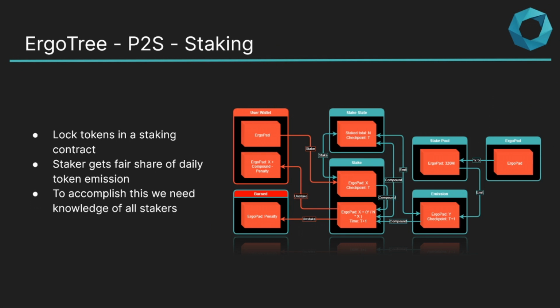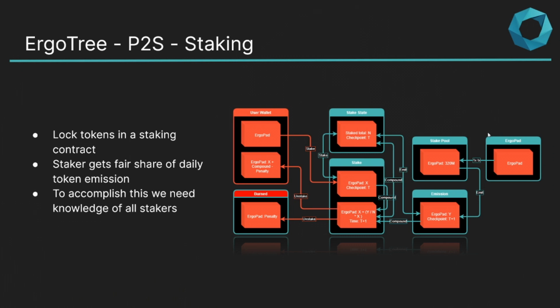ErgoScript does not have any information outside of the current transaction. So to be able to know how many stakers there are and how many ErgoPad tokens they are staking, we need to have a box that contains this information. We solve this by having a stake state box that is part of every single transaction in this system so that it can keep track of every important bit of data that we need to correctly calculate everything.